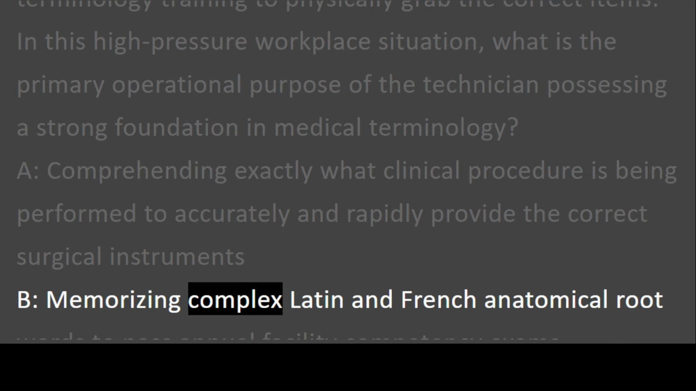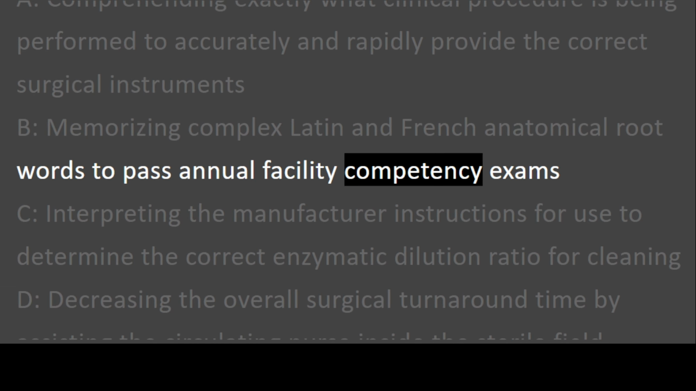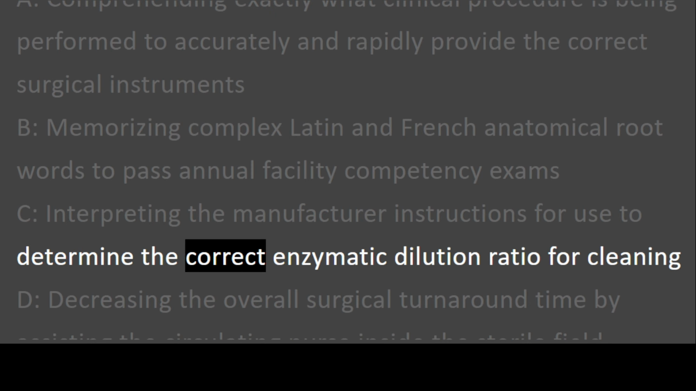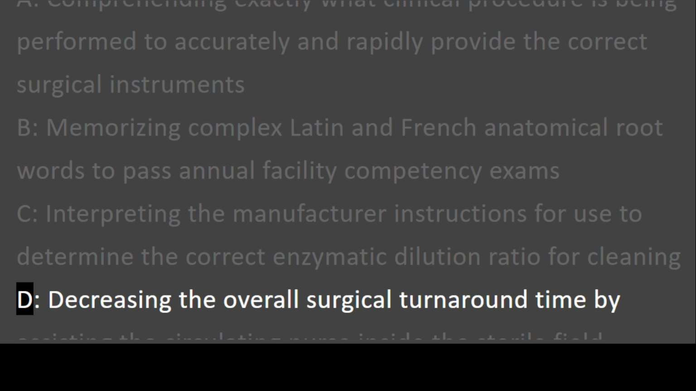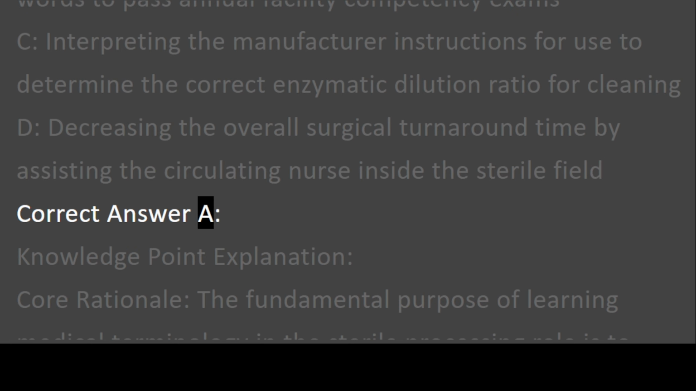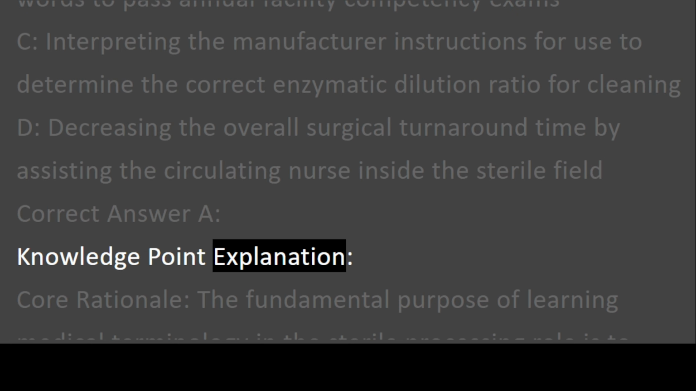B. Memorizing complex Latin and French anatomical root words to pass annual facility competency exams. C. Interpreting the manufacturer instructions for use to determine the correct enzymatic dilution ratio for cleaning. D. Decreasing the overall surgical turnaround time by assisting the circulating nurse inside the sterile field. Correct answer A. Knowledge point explanation.